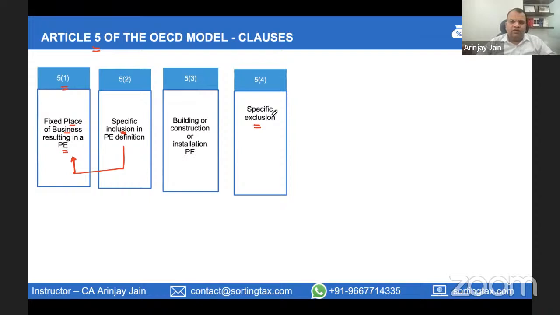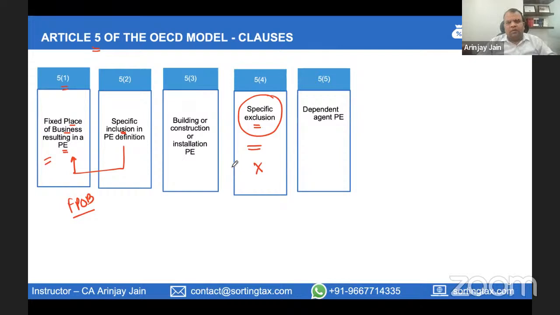Now, even if a place constitutes a fixed place of business, if it is eligible for the exemption under paragraph 4, then in that case, it will not result into a PE. Paragraph 5 is basically applicable where a foreign company has an agent in the source state, and this agent constitutes a dependent agent. The word dependent itself signifies that this person is actually dependent on the foreign company.